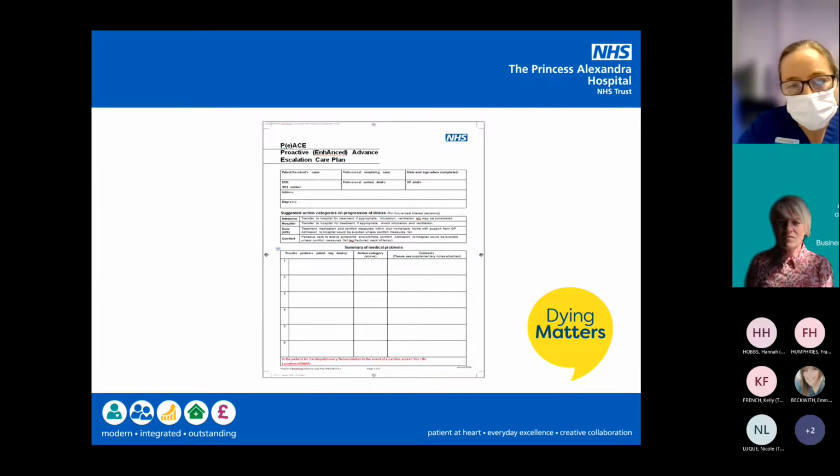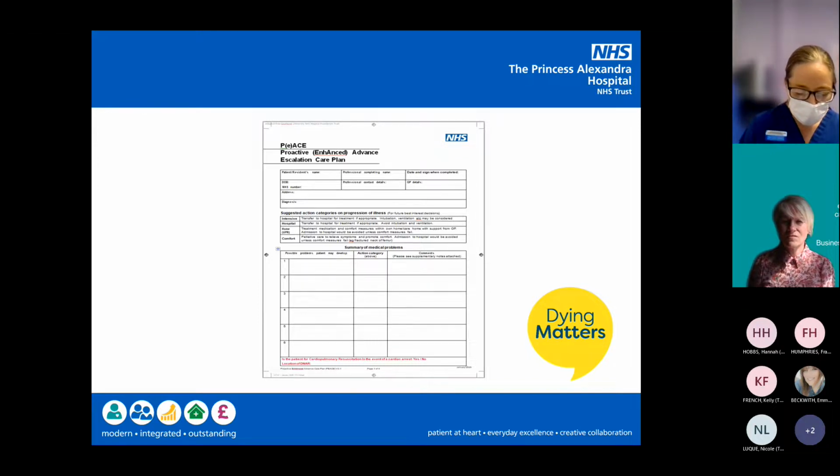I don't know how big you can see it on your screens. The first one says suggested action categories on progression of illness. And so we're trying to make future best interest decisions, basically. The first one is intensive. So that would be for somebody who would be for all treatment. Now, we very, very rarely use this form. I've never used it in those circumstances. But it's there in case someone wants to be able to proactively say what treatment options they would like.